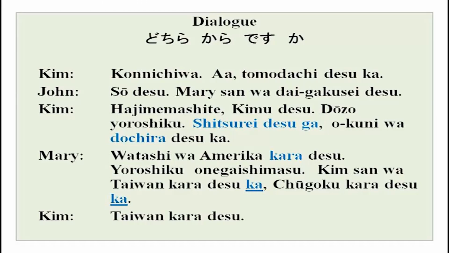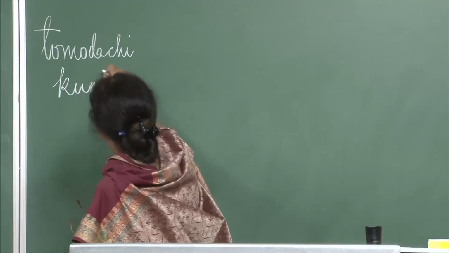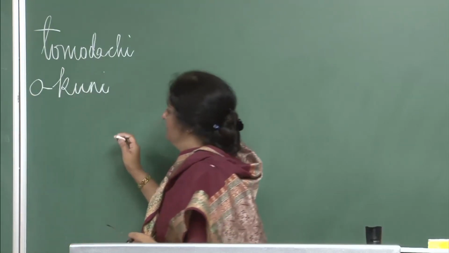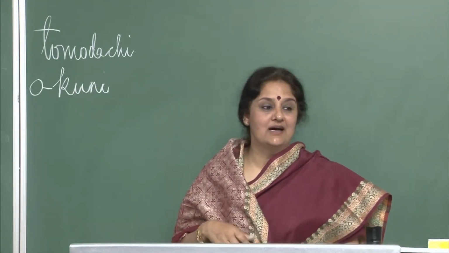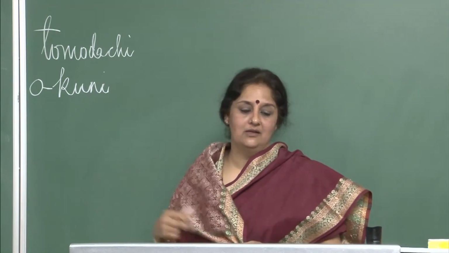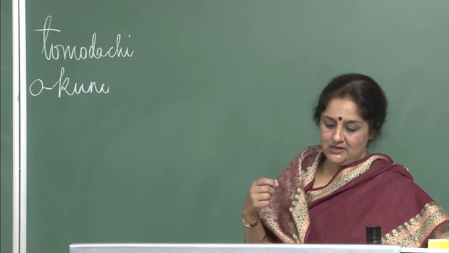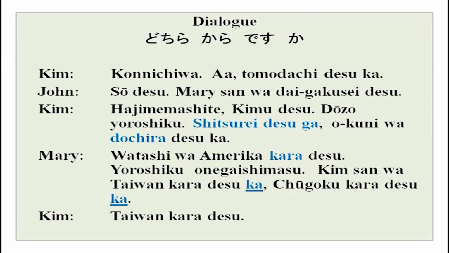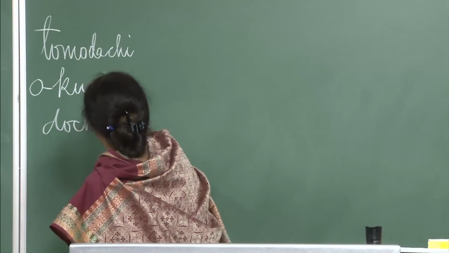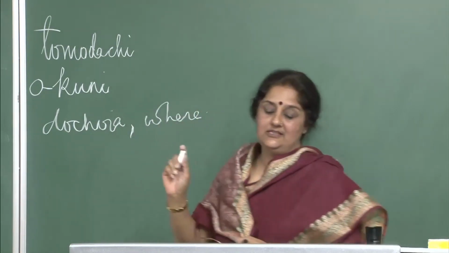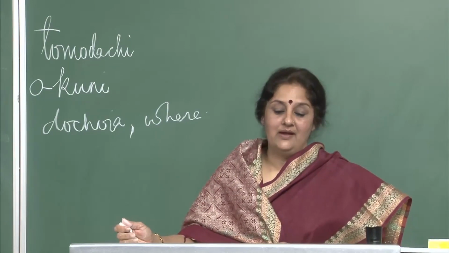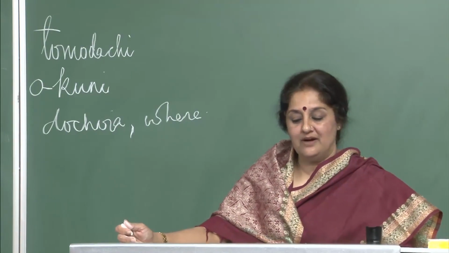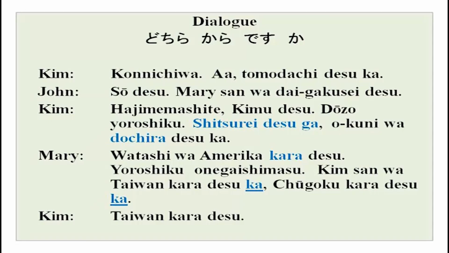Kuni is country. Kuni means country, and O in front of kuni like this is honorific. For someone else's country, you would always ask okuni wa dochira desu ka? And for your own self, for your own country, you would just say kuni wa dochira desu ka? Dochira means where. It's a typical way of asking where are you from, not where is your country. This phrase okuni wa dochira desu ka means where are you from.